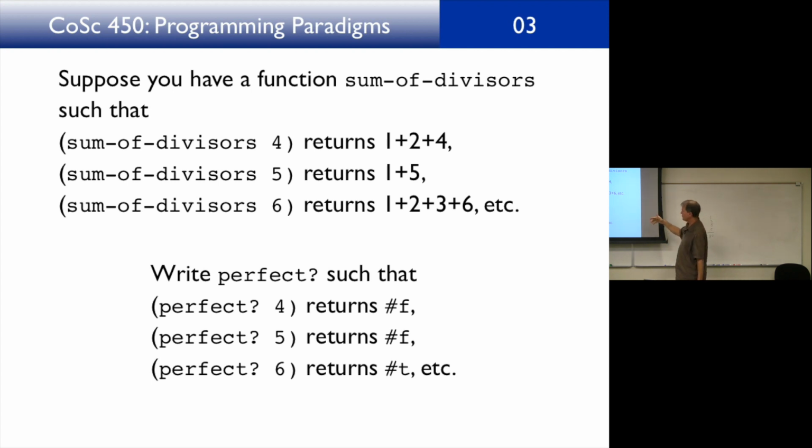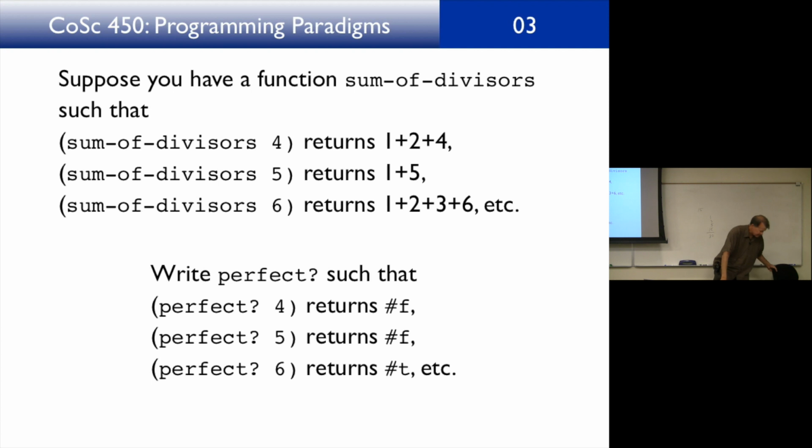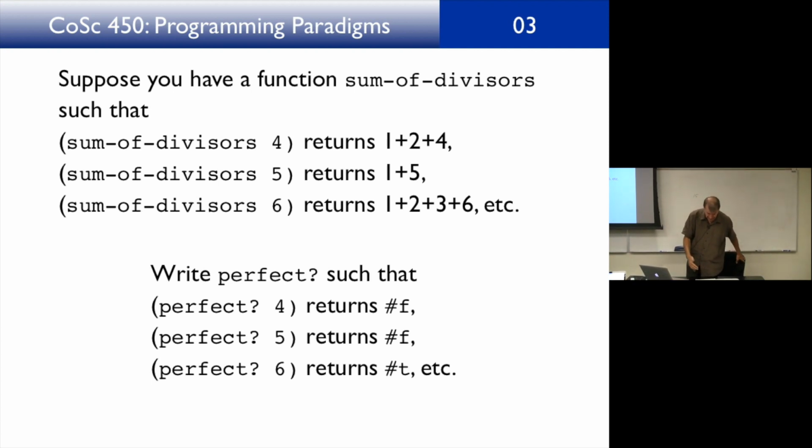So what we want to do is write perfect, such that perfect 4 returns pound false, perfect 5 returns pound false, perfect 6 returns pound true. But what we'll do is use the sum of divisors. Is everybody with me? So let's do this. Actually, let's write perfect, assuming that we already have sum of divisors.